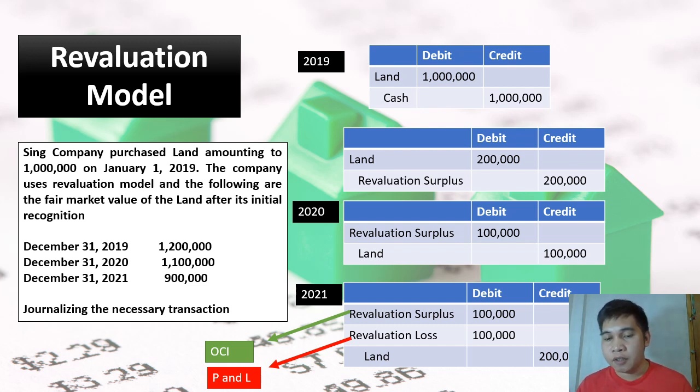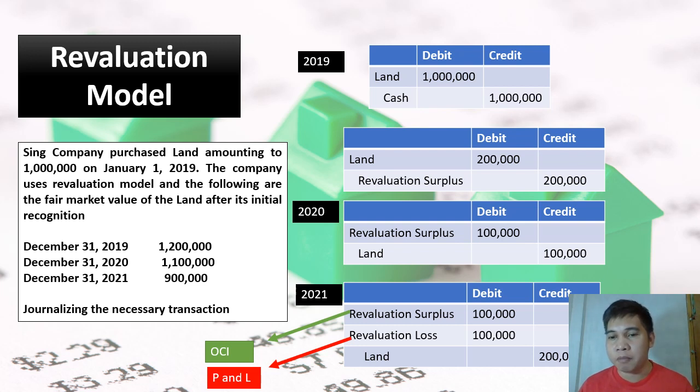So again, although meron tayong down adjustment na 200,000, hindi natin siya ni-recognize lahat sa P&L kasi meron pa pong remaining na 100,000 na na-recognize previously sa revaluation surplus. So ubusin muna siya bago tayo pumunta doon sa ating P&L. Okay, so ayun lang naman po yung ating mga consideration kapag ang ating property, plant, and equipment is not subject to depreciation. So please watch out for the next video kasi magkakaroon na po tayo ng depreciation.